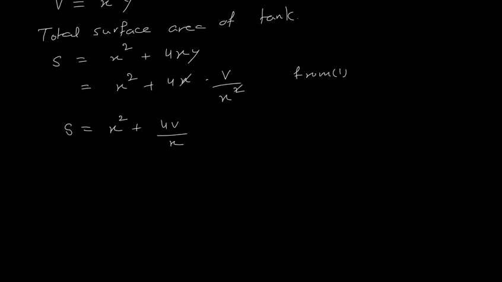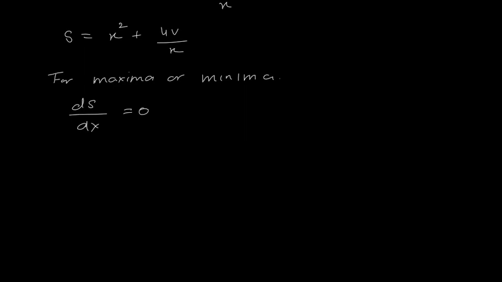Now what will we do for getting the maximum or minimum value? So I will say that for maxima or minima, that is for maximum or minimum, we have the condition ds upon dx should be equal to 0. The first derivative should be 0. So let us differentiate it.